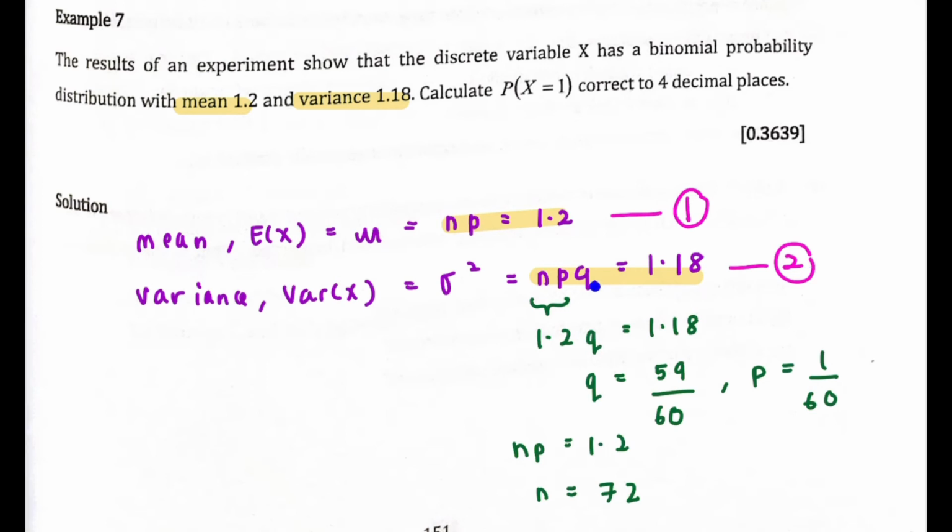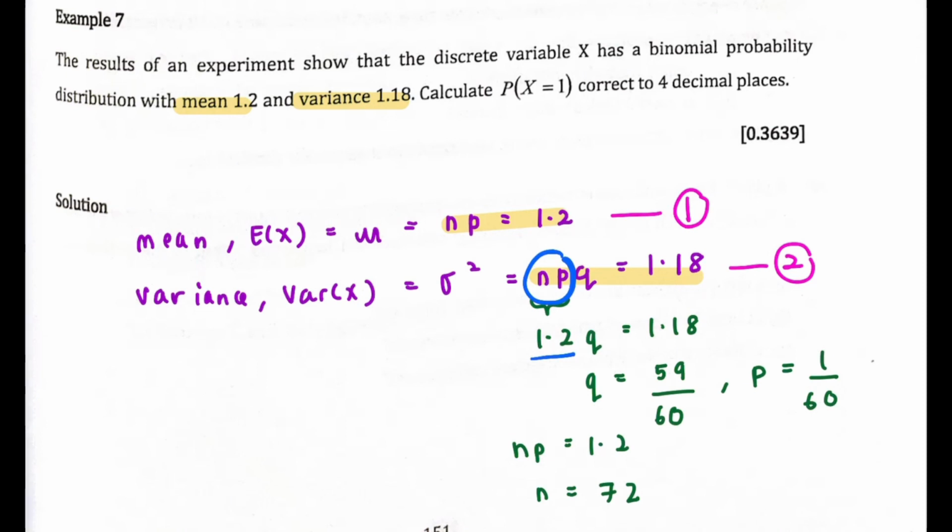For np, you have the value 1.2. So just substitute 1.2 into the second equation: 1.2q equals 1.18. So you can find q by rearranging the equation: 1.18 divided by 1.2 is 59 over 60. Once you get your q value, you can find p, because p plus q must equal 1. So your p here will be 1 over 60.